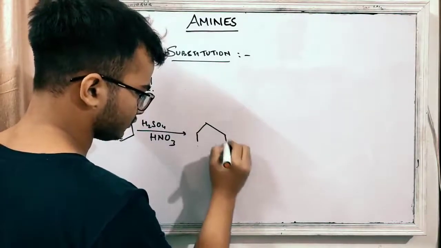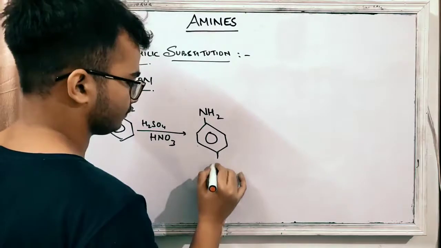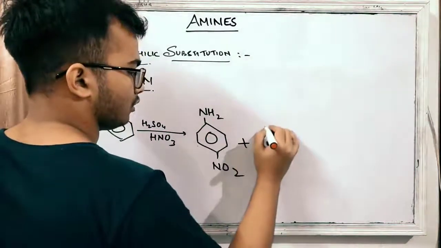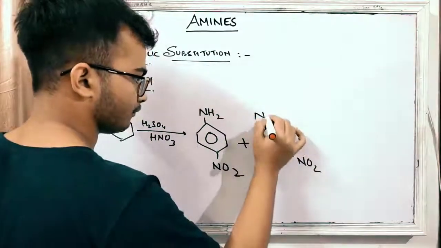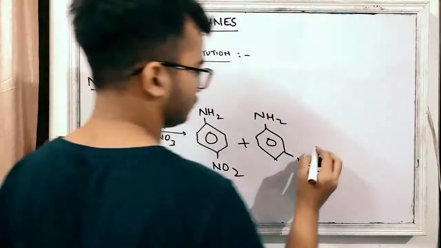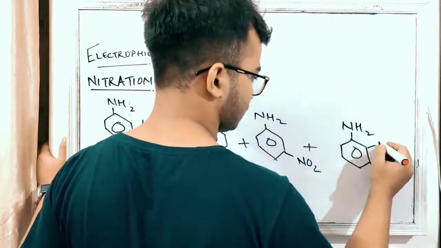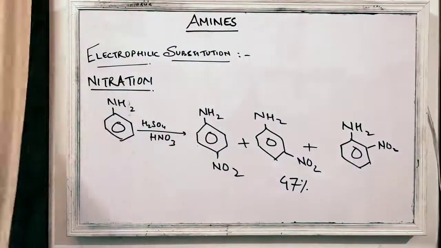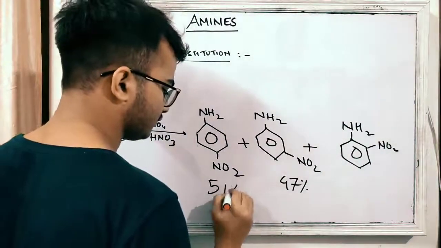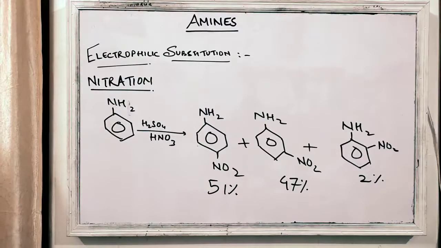Okay. So, what you get here is like this. This is ortho, this is para, this is ortho, and this is meta, and this is the ortho product. Now, there are some percentages of the major products formed. Meta is formed 47%, the para is formed 51%, and this ortho is formed 2%. Now, why this happens is because of resonance effect, inductive effect, and also the mesomeric effect.